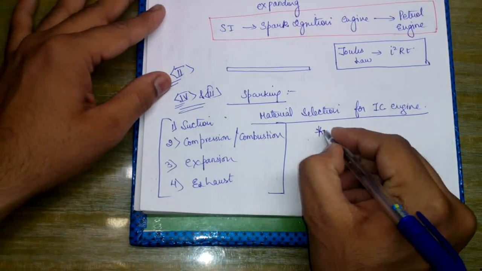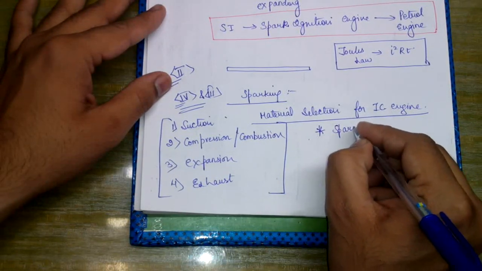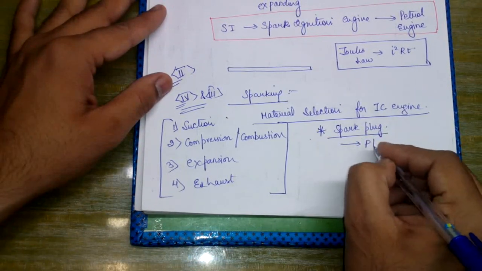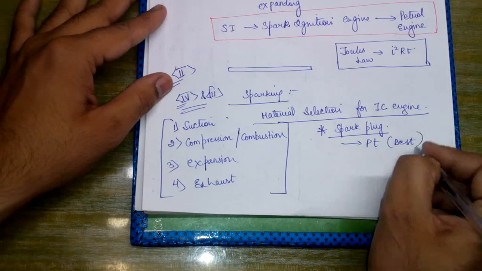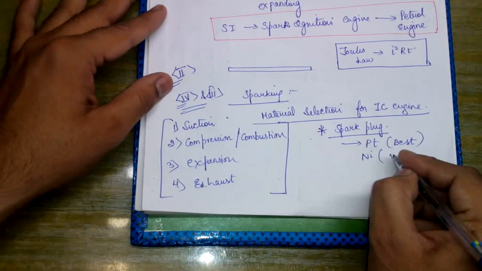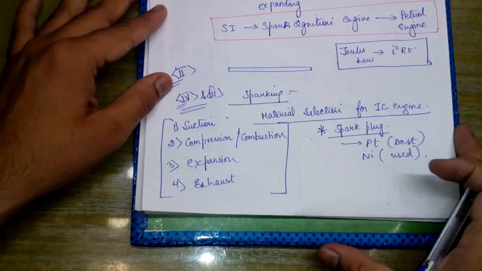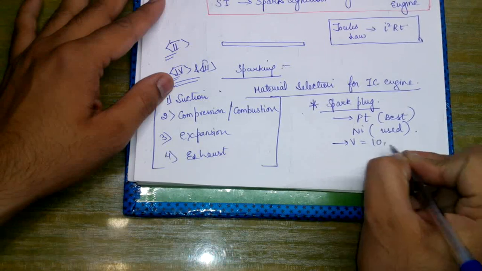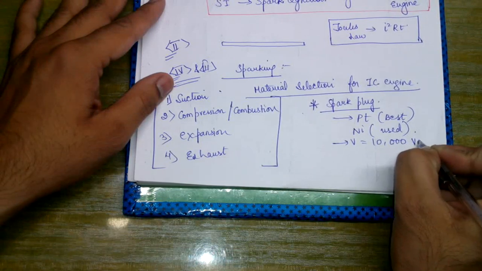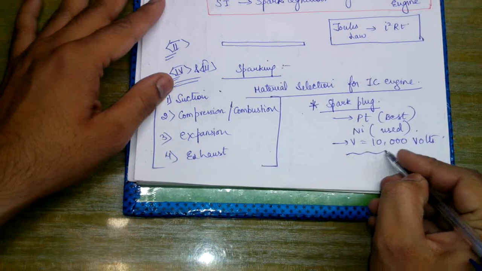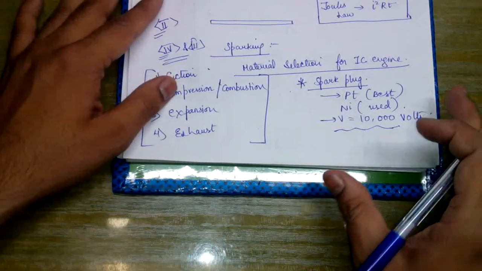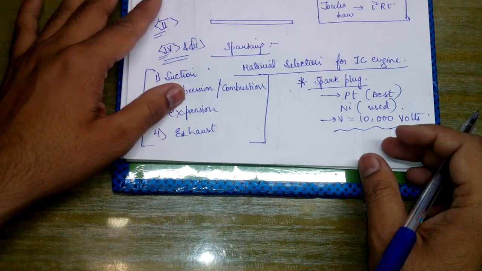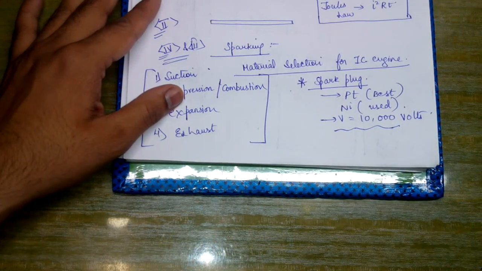ठीक है, तो ये 4 प्रोसेसेस थी जिनके डायग्राम्स हम लोगों ने ड्रॉ किए थे. तो सबसे पहले मटेरियल सिलेक्शन में अगर हम बात करें स्पार्क प्लग की, तो मैंने आपको बताया स्पार्क प्लग का जो मटेरियल है बेस्ट, that is platinum, but practically nickel is used for the practical purpose. Okay, and how much voltage was applied? It was applied about 10,000 volts. ठीक है, तो ये भी क्वेश्चन बहुत बार पूछा गया है कि कितना वोल्टेज अप्लाई किया जाता है, तो आंसर is 10,000 volts. Okay, and let me draw the diagram again.